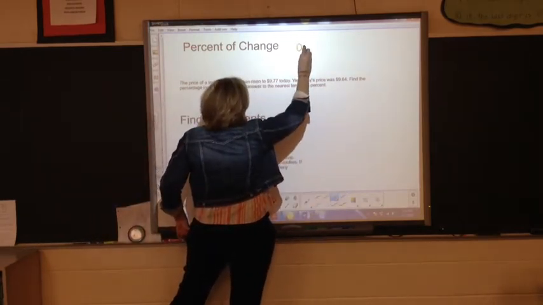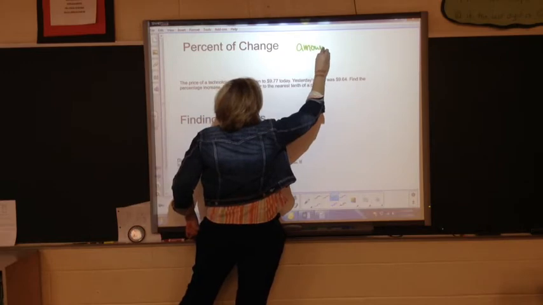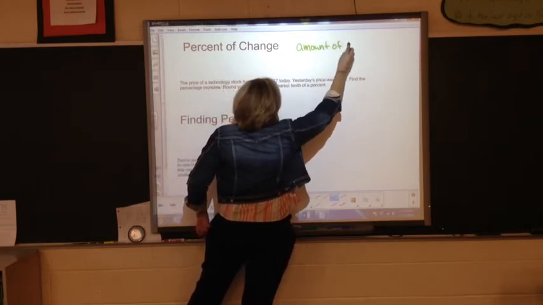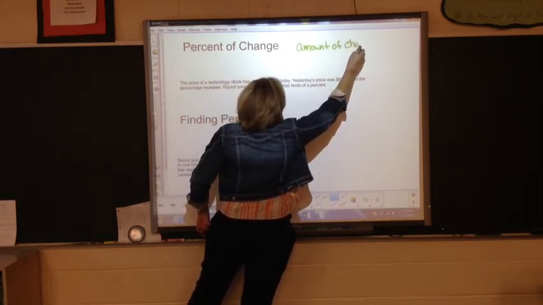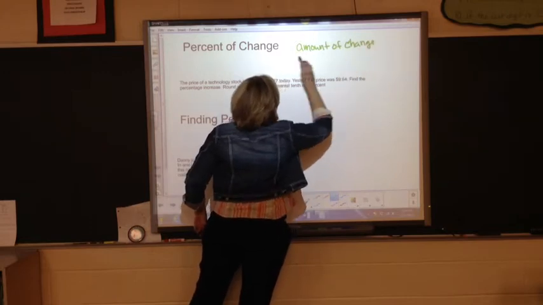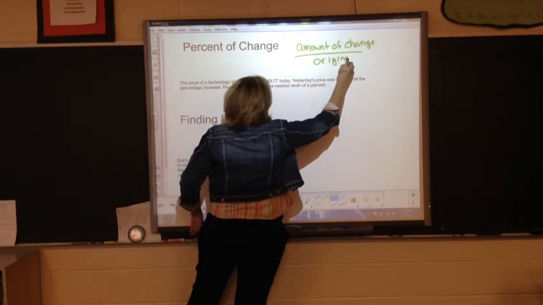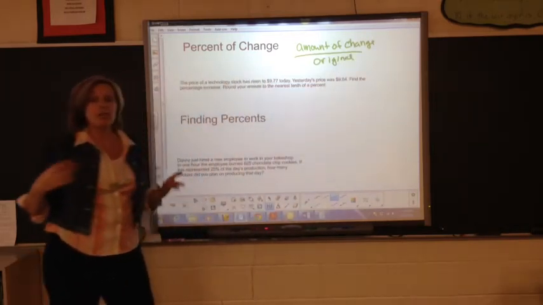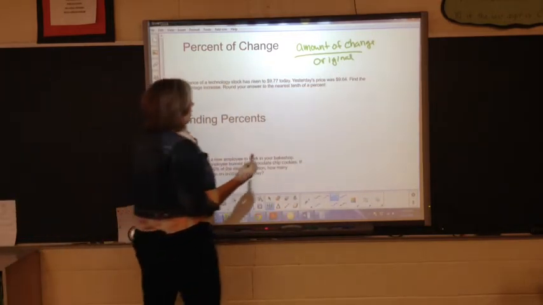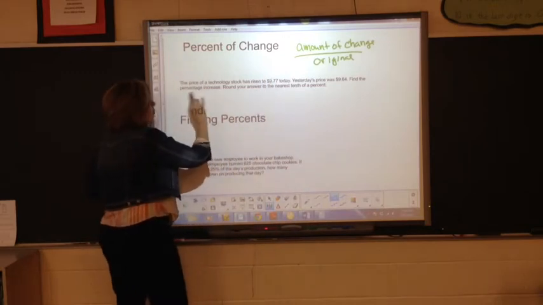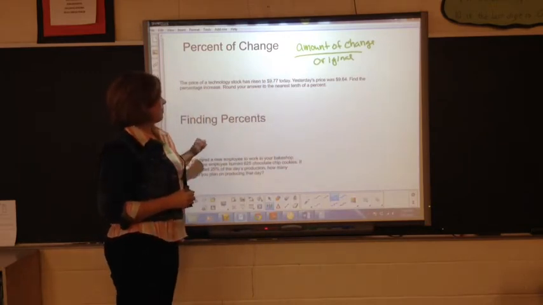Percent of change is the amount of change over the original price. So the amount of change over the original. Now, the only way that you can find the amount of change is to subtract. So we're going to find the difference.